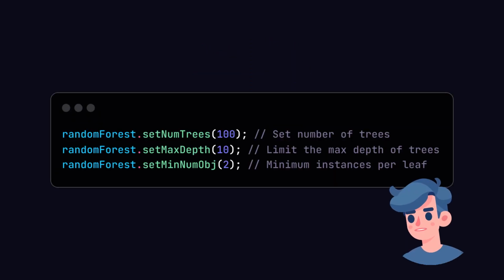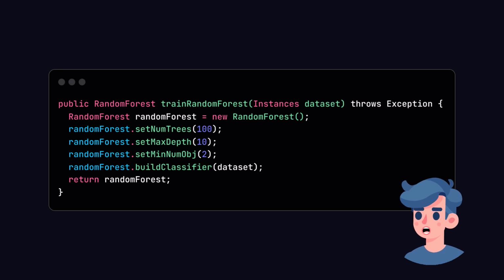Now let's talk a bit about hyperparameter tuning with random forests. Various parameters such as the number of trees, maximum depth of the trees, and minimum instances per leaf can drastically affect the results. We'll demonstrate how to adjust these in our implementation. We can add these settings to our train random forest method before building the classifier. Adjusting these parameters can lead to better model performance, especially in complex datasets.